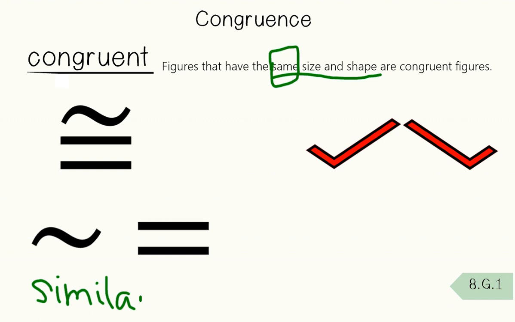But this is the symbol for the word similar. Now, similar, when we're talking about geometry, means that 2 objects are the same shape, but not necessarily the same size. So right now, these 2 red check marks are congruent. They're the same shape, both check marks, and they're the same size. If I were to make this check mark bigger or smaller, they are now similar. They're the same shape, but now they are different sizes. And again, we will talk about similar a lot more in a later lesson.